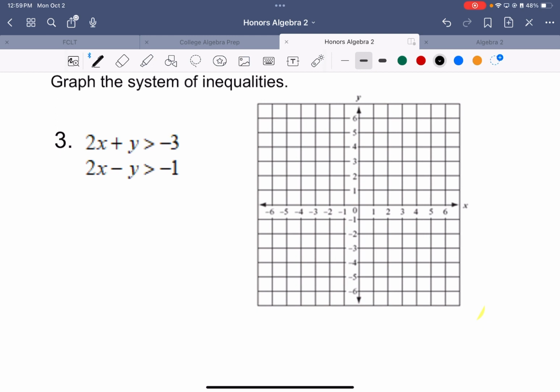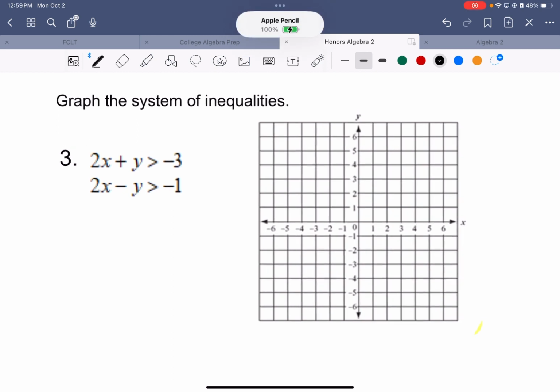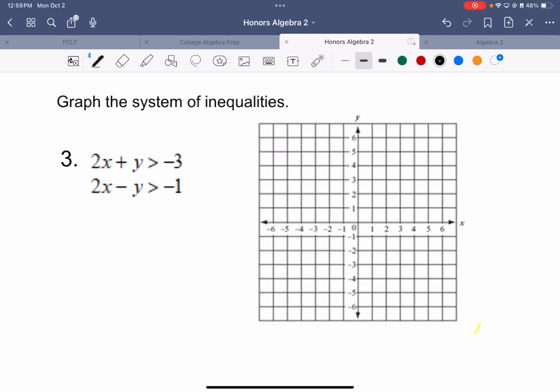One more that I'll have you go through, and then we'll get off to your assignment. Have you do this one. Graph that system of inequalities, and then we'll call it good.